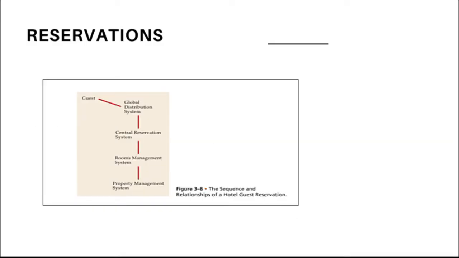So, next one is we have here the reservations. So, it is the sequence and relationship of the hotel guest reservation. So, as you can see in the figure, we have the guest. Okay? So, si guest, ang kasunod niya na process is yung Global Distribution System o yung GDS na tinatawag. So, ano ba si Global Distribution System? So, take note of this.